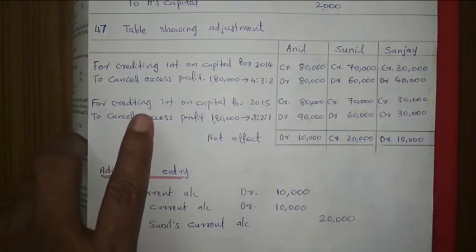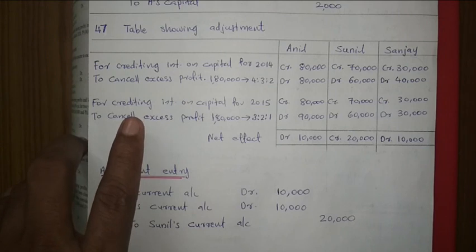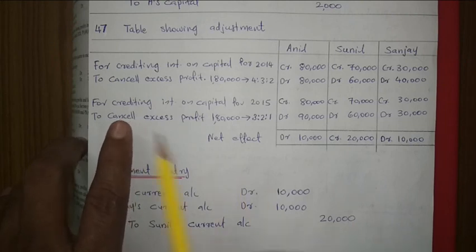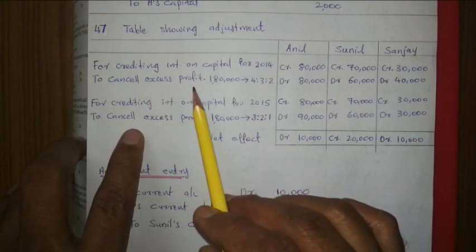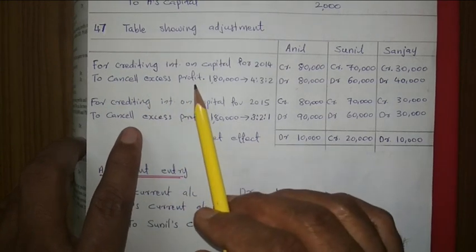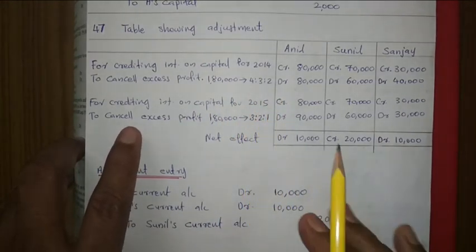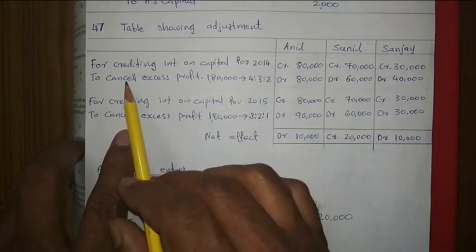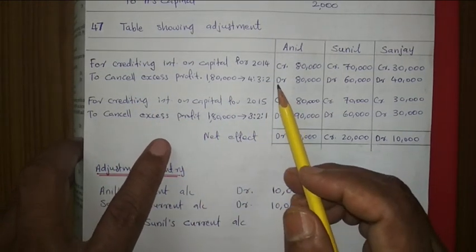interest on capital in the appropriation account, they already got more divisible profit, which they already enjoyed. They got that much extra profit that we are going to cancel now. That is why the next statement is to cancel excess profit already distributed. So 1,80,000, that much profit they got more in the profit sharing ratio. That is why we are cancelling. For cancelling the profit which is already given, we have to debit it.